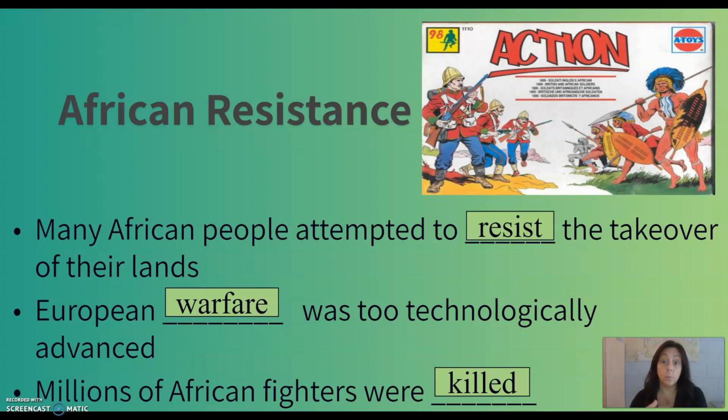But some were able to successfully resist. In fact, Ethiopia and Liberia were two countries that were able to maintain their independence when all the rest of Africa went to different European countries. The Zulu people in South Africa, under the leadership of Shaka Zulu, managed to fight off Europeans for a long time successfully before they eventually were overpowered.